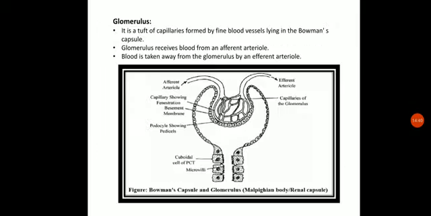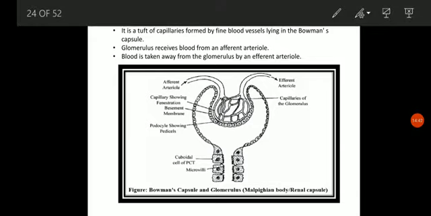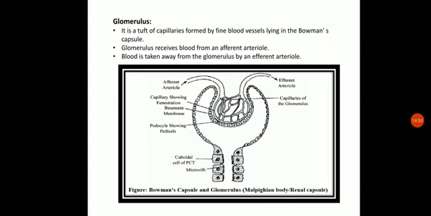Okay, so here we can see the visceral layer. Now, these pedicels are responsible for enclosing the slit pores, or the filtration slits. The podocytes will have some spaces, some pores present within them, and these pores are enclosed by filtration sheets, or we can say pedicels.